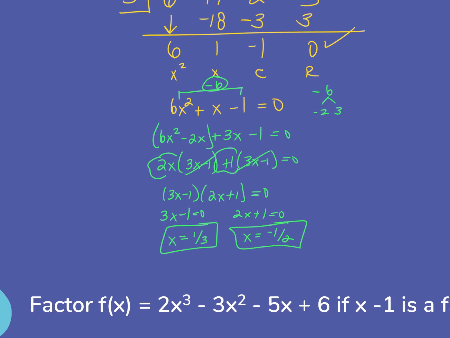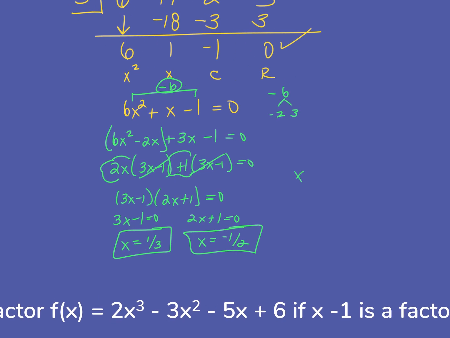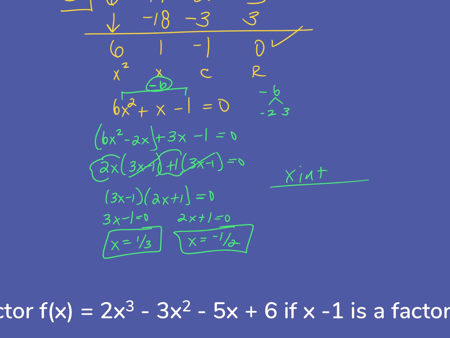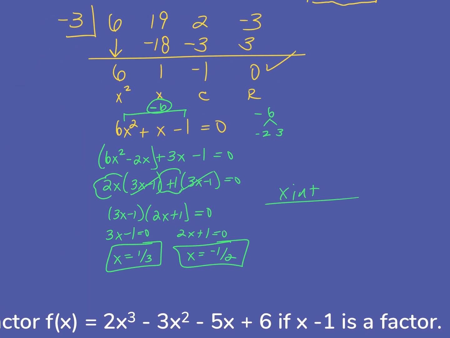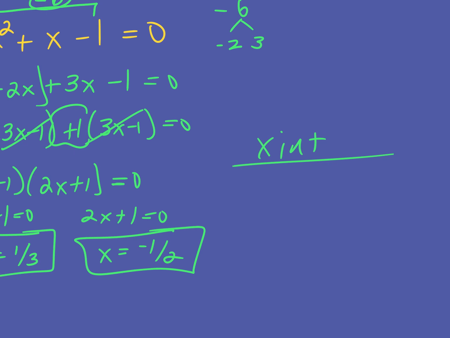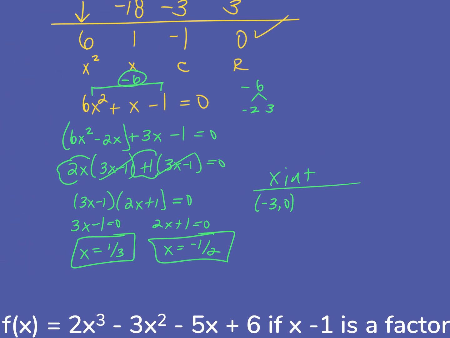If they asked you to find the x-intercepts, you guys just did that. But how would you write the x-intercepts? What was the first one we found? Negative 3. An intercept is always an ordered pair. So negative 3, 0. Then what? 1/3, comma 0, and negative 1/2, comma 0.